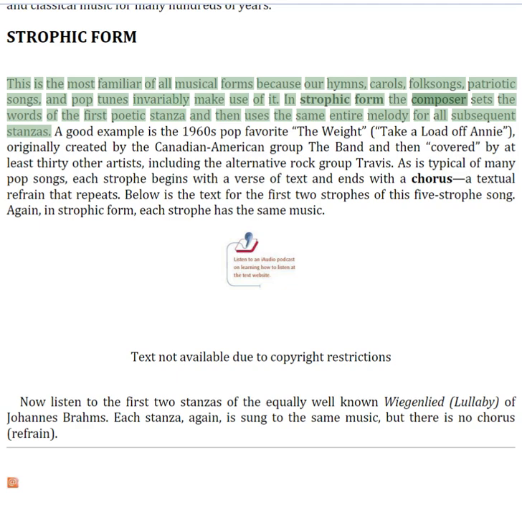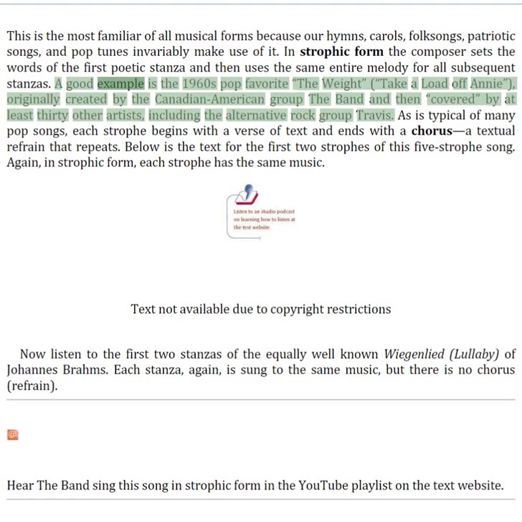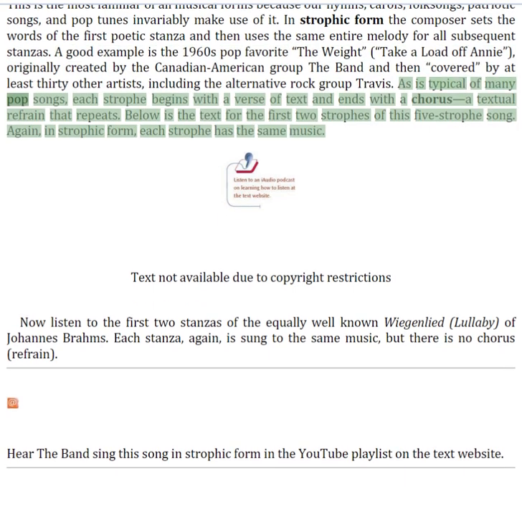In strophic form, the composer sets the words of the first poetic stanza and then uses the same entire melody for all subsequent stanzas. A good example is the 1960s pop favorite "The Weight," originally created by the Canadian-American group The Band and then covered by at least 30 other artists, including the alternative rock group Travis. As is typical of many pop songs, each strophe begins with a verse of text and ends with a chorus, a textual refrain that repeats. Below is the text for the first two strophes of this five-strophe song. Again, in strophic form, each strophe has the same music.